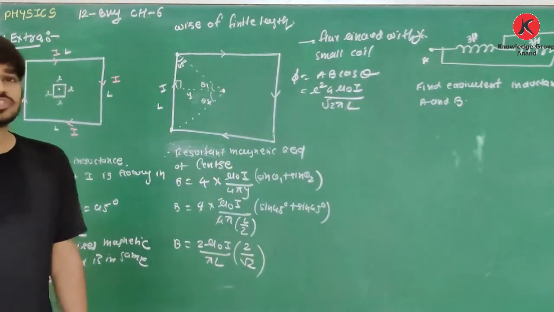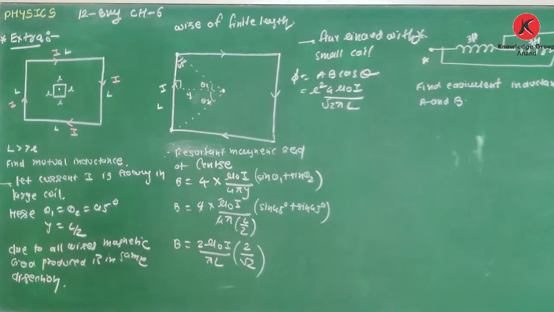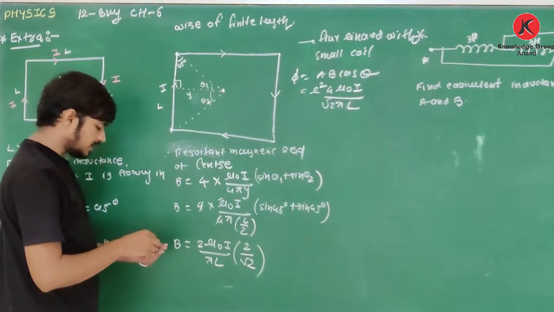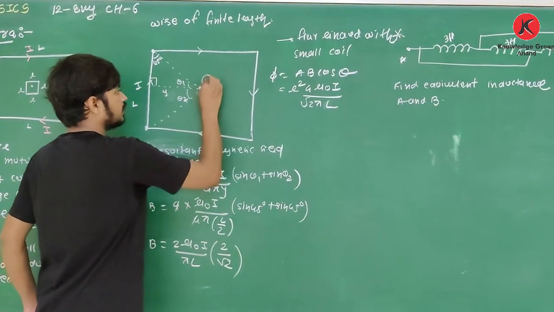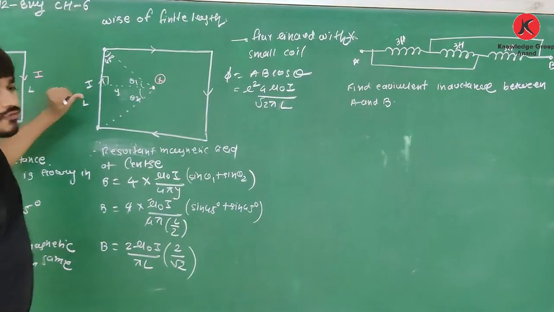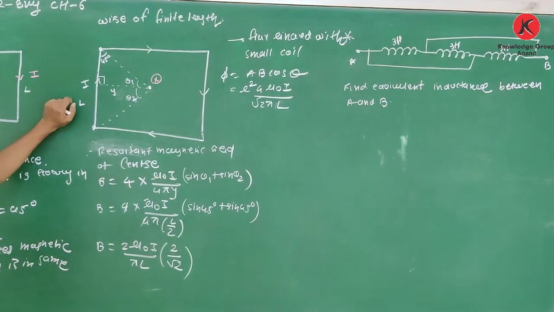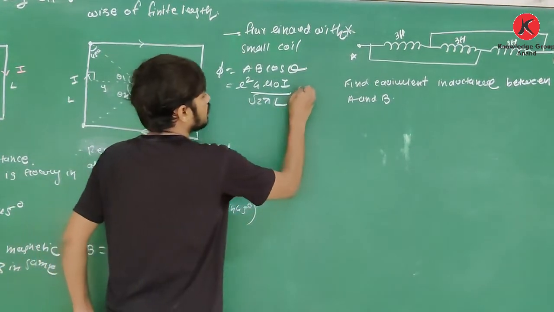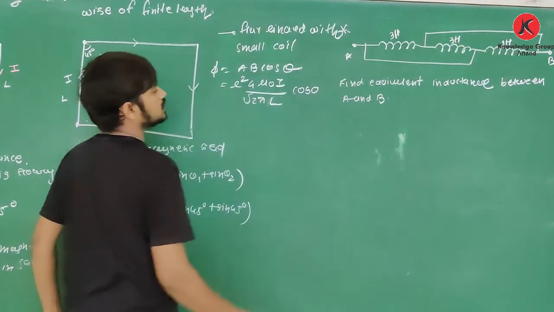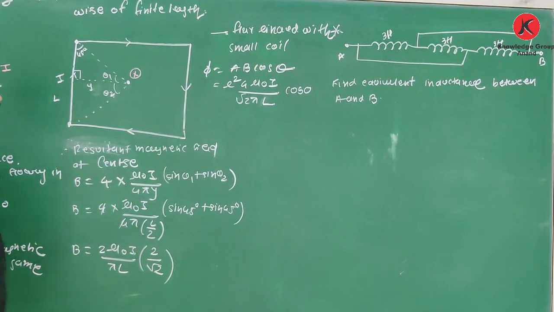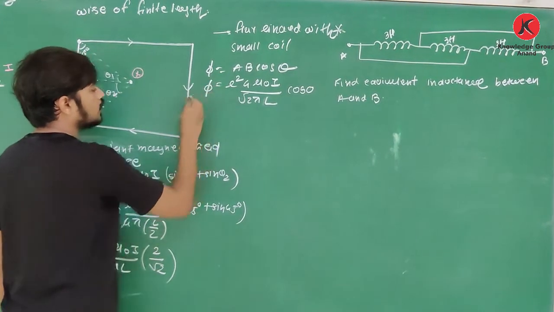What about cos theta? See, theta is the angle between the area and the magnetic field. The magnetic field is perpendicular going inside, that we have discussed. This square loop is also in the plane of the wire, so its area vector is also perpendicular. So the angle will become 0. So here it is cos 0, and you know the value of cos 0 is 1. So it is equation 5.